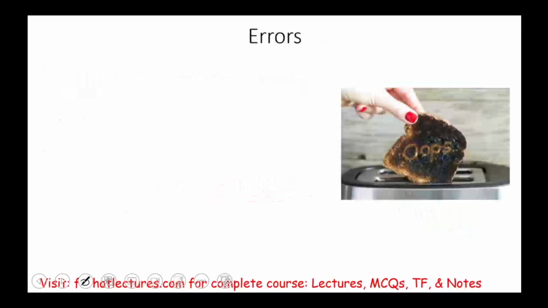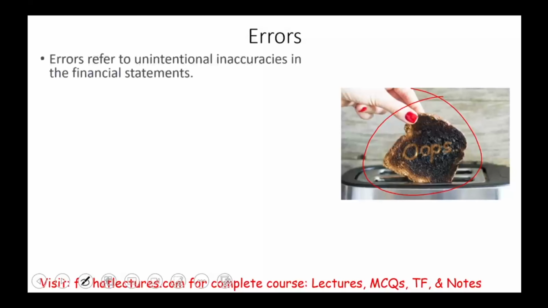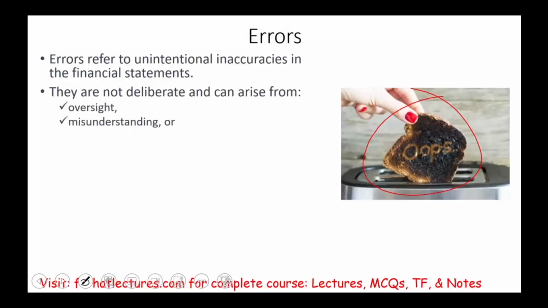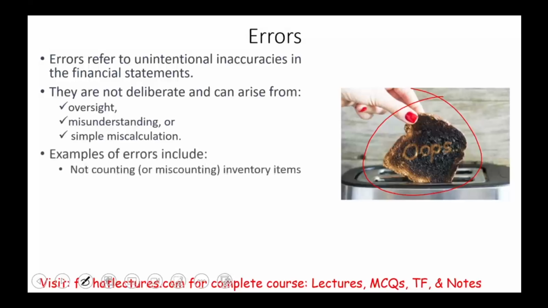Let's start to talk about errors. Well, what is an error? Whoops, you burned that piece of bread. Well, it's unintentional inaccuracies in the financial statement. They are not deliberate. You did not burn this piece of bread on purpose, and they can arise from oversight, misunderstanding, simple calculation mistakes, tiredness, laziness, improper training, improper supervision. Examples of errors would include not counting a certain inventory item, or if you count them, you miscounted them, or if you counted them properly, you did not take the quantity times the appropriate price. So you just made an error.